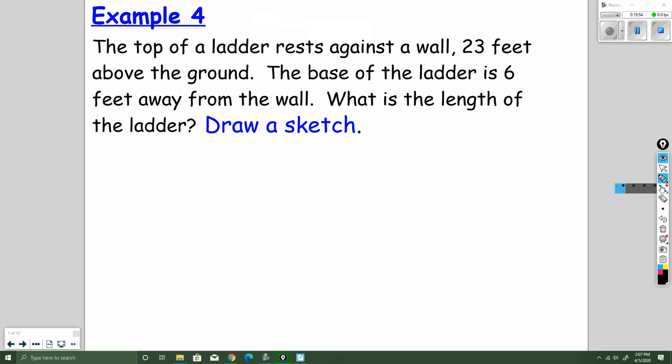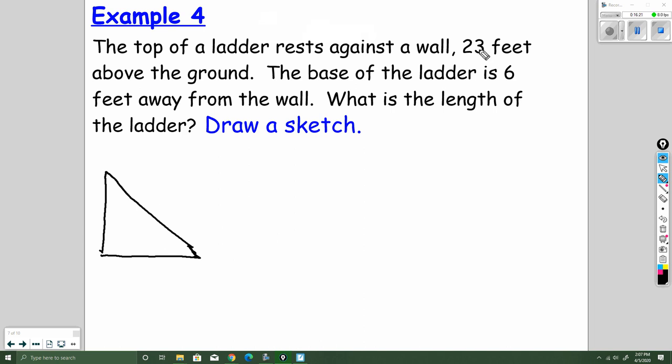All right, so I'm going to draw a diagram. So we've got the top of a ladder resting against a wall. So here's our ladder, and it's resting against the wall. And obviously here's the distance between where the ladder is on the ground and where the wall is. This is not an accurate representation of the scenario. It doesn't look like this, but that's okay.